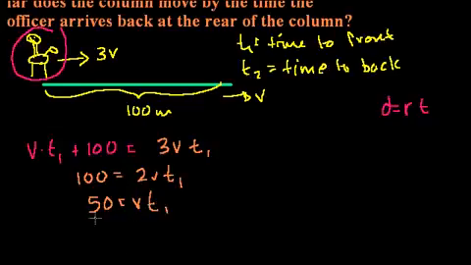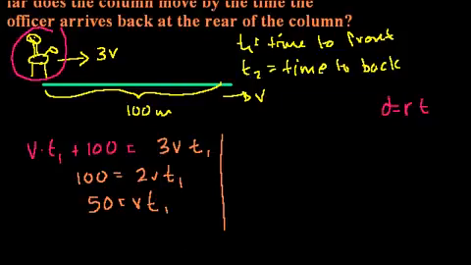vt1 is equal to 50. The velocity of this column of soldiers times the time it takes this officer to get to the front is equal to 50. Well, that doesn't solve our problem yet. We want to know how far the column moves. We have 2 variables with 1 equation. Not helpful yet. Let's see if t2 can help us a little bit.